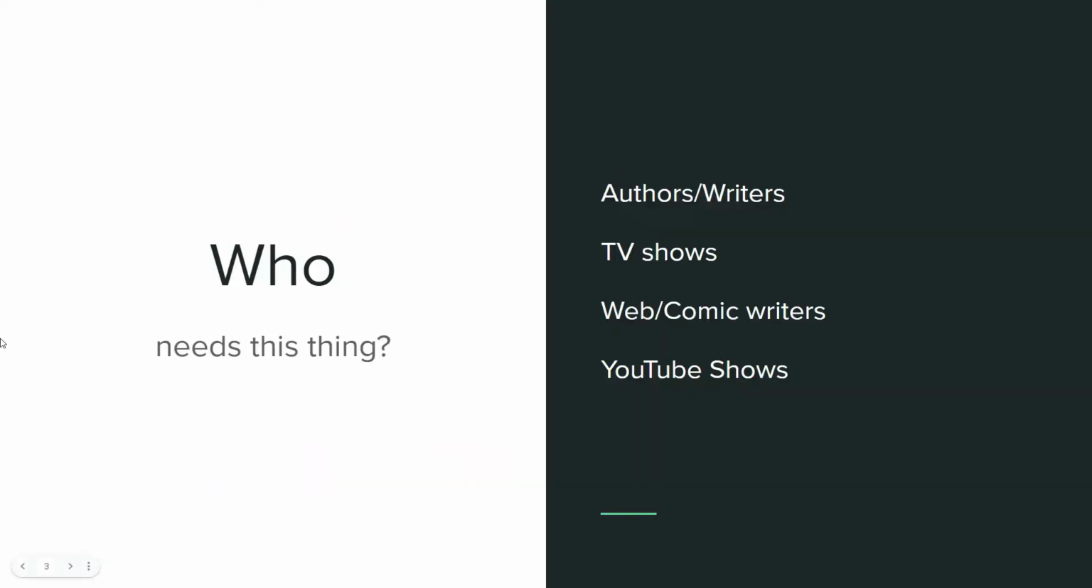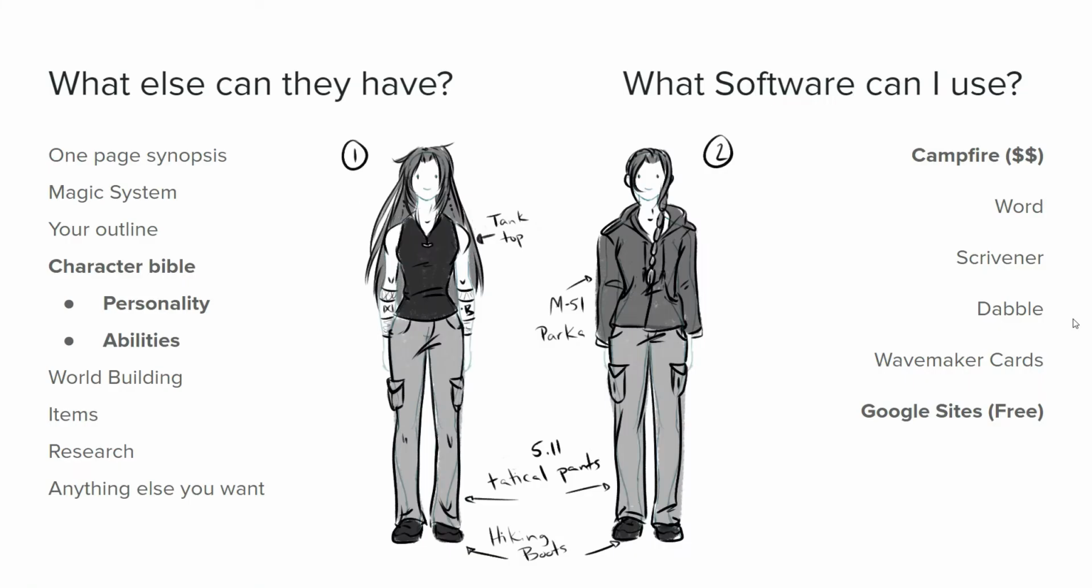Now, I said earlier that writers and authors use it, and it's still the same case. Authors and writers will use this tool in order to make sure that their property is consistent and tight. Anybody who writes scripts for TV shows or comics will also use a series Bible, or I hope that they do. And I know that anybody who has done YouTube shows has also utilized a series Bible because they're collaborating. So what can a series Bible have?